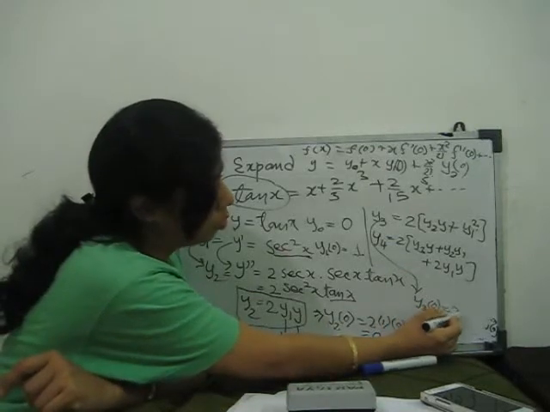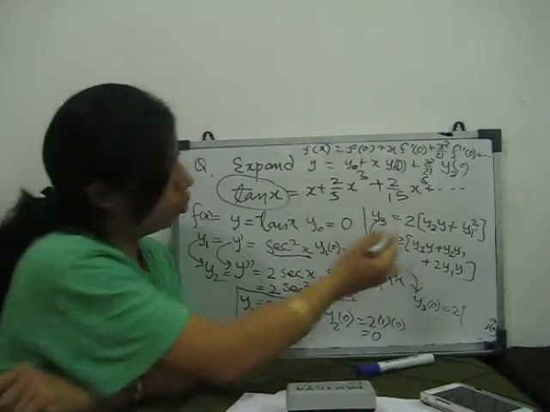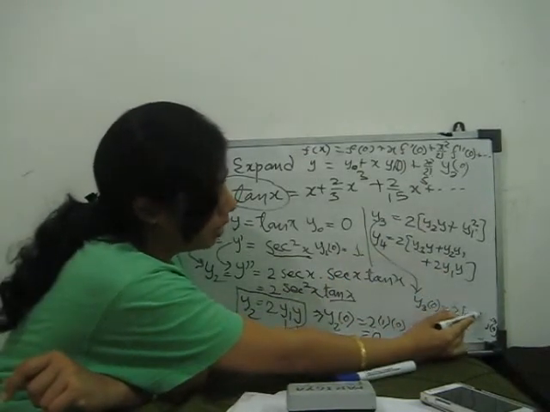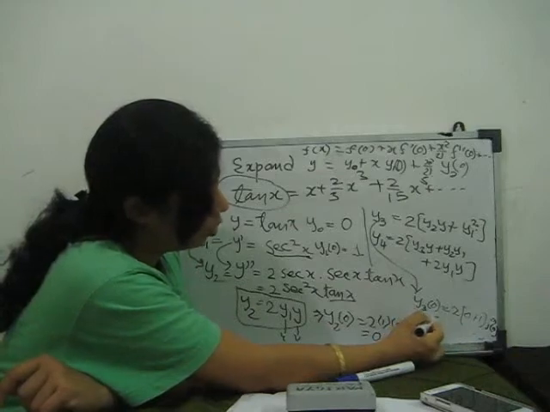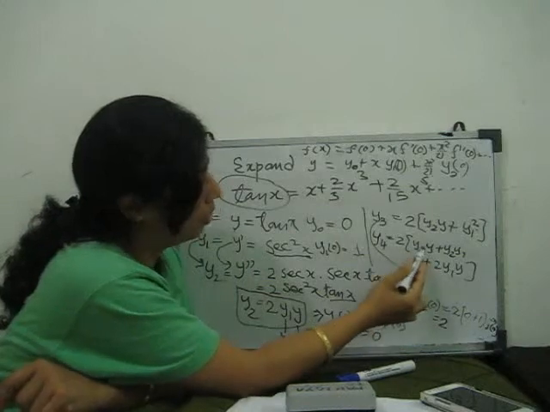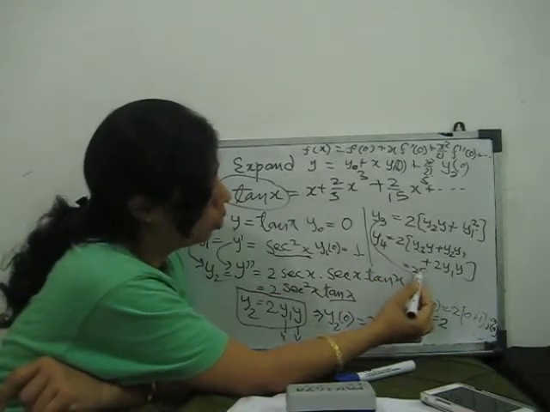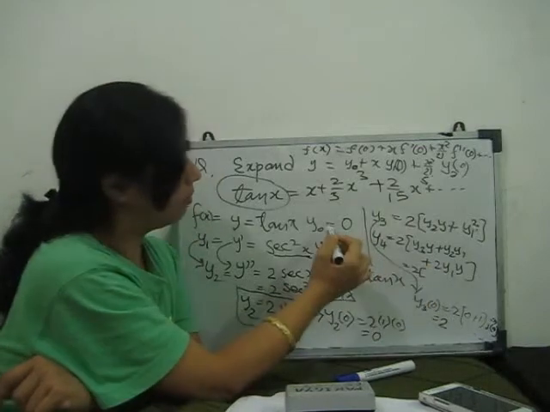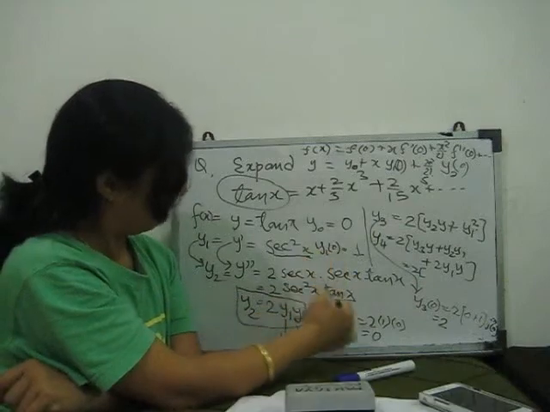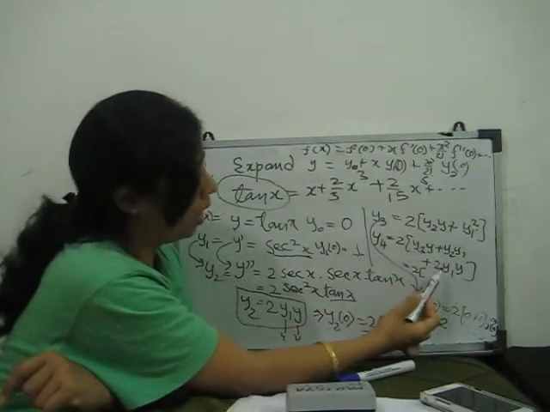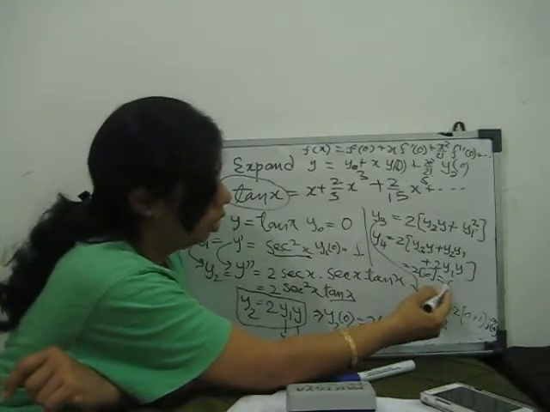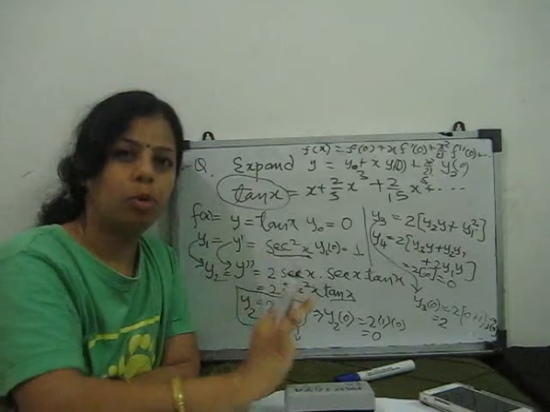Then y3 at 0 is 2. y2 is 0, so that term already becomes 0. Plus y1 is 1, so 1 squared. So y3 at 0 is 2. Clear? Similarly, if you put here, then y4 is 2, but y0 is 0. So it's 0 plus y2 into y1. y2 is 0, so this also is 0. And y1 is 1 but y0 is 0, so this term is 0. y4 at 0 is also 0. Up to here it's sufficient.